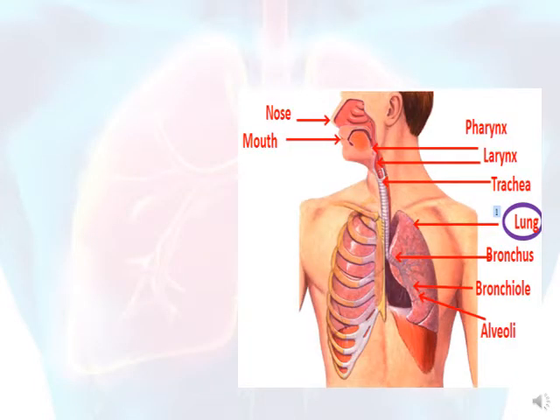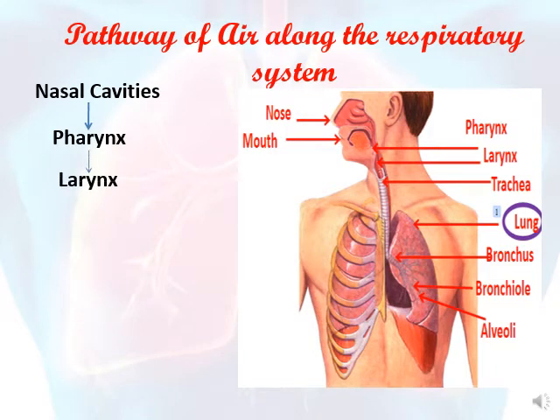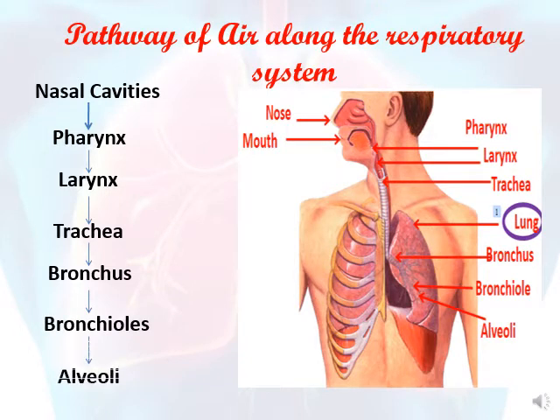So here we're going to talk about the pathway of air along the respiratory system. First, we start with the nasal cavities. Then we move to the pharynx. Then to the larynx, and then to the trachea, to the bronchus, to the bronchioles, and finally to the alveoli, to the air sacs.